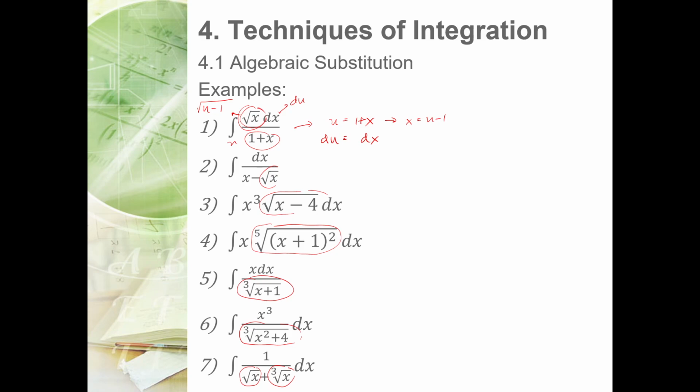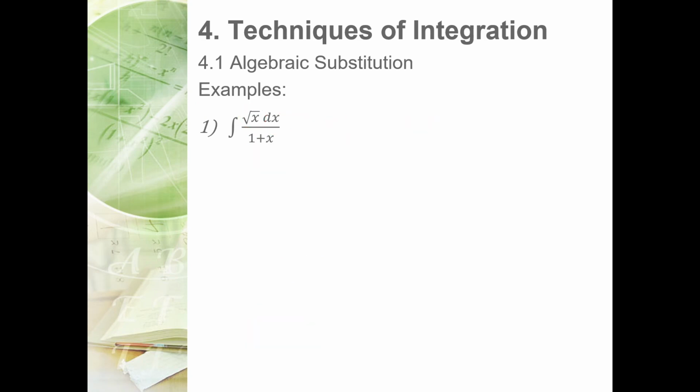So always remember that the aim of the u sub technique is for you to simplify the equation, not to complicate it further. Okay, so let's try the first example. So we have here the square root of x over 1 plus x dx.